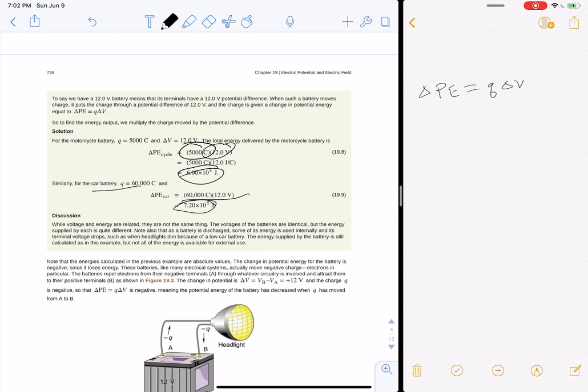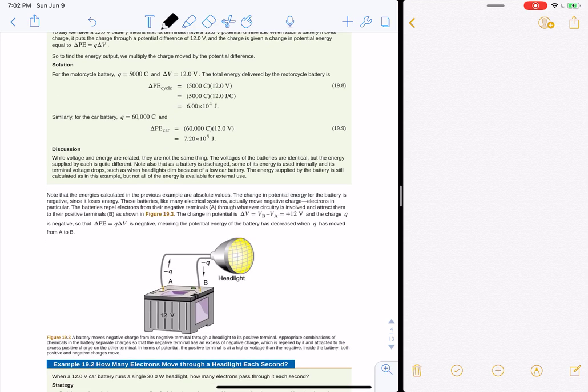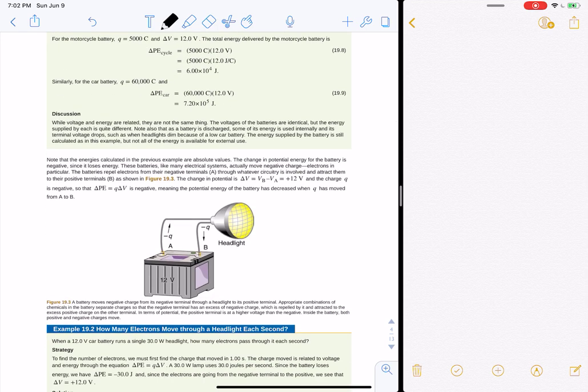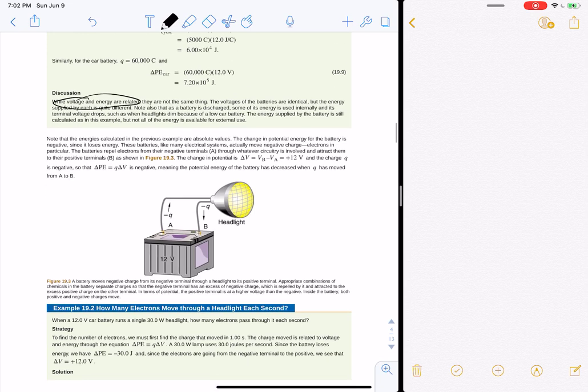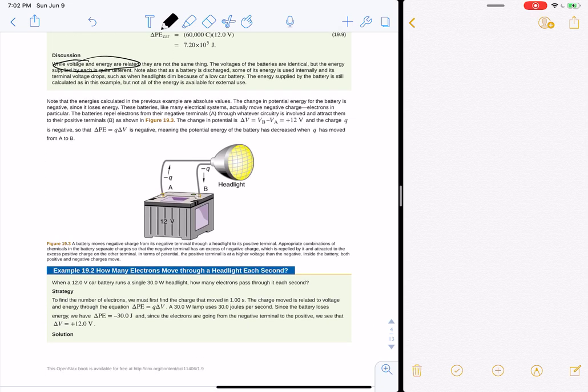So the car battery, even though it's also 12 volts, is going to have more energy in it in order to push that vehicle around or start the engine. Okay. And then there's this discussion here. Make sure you read those. So here's an example of a 12-volt car battery. It's going to a headlight.